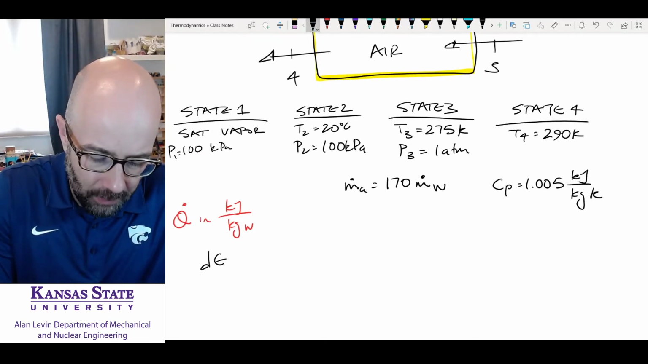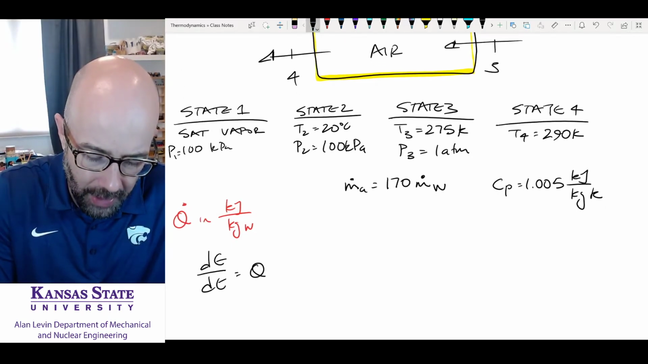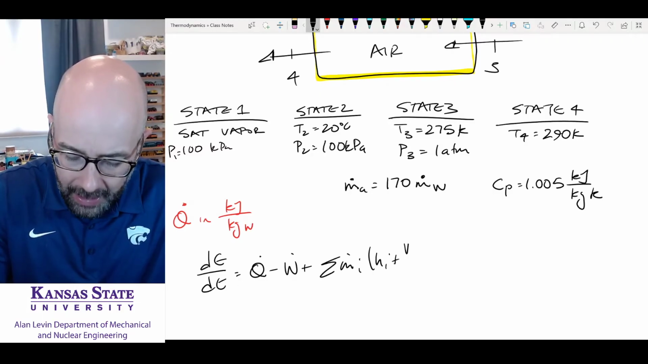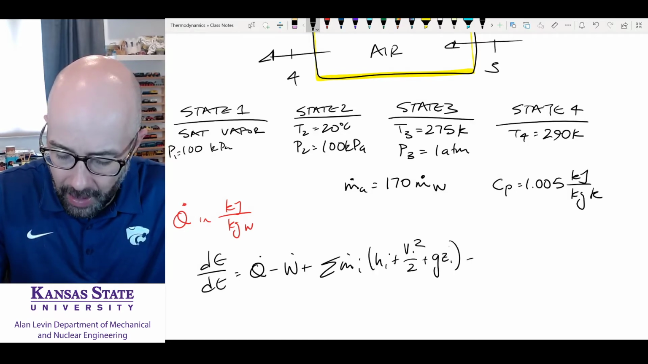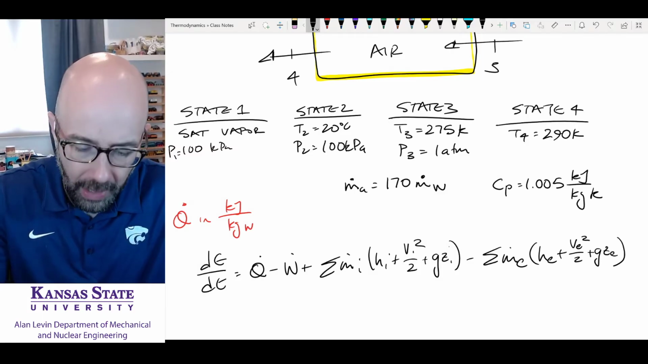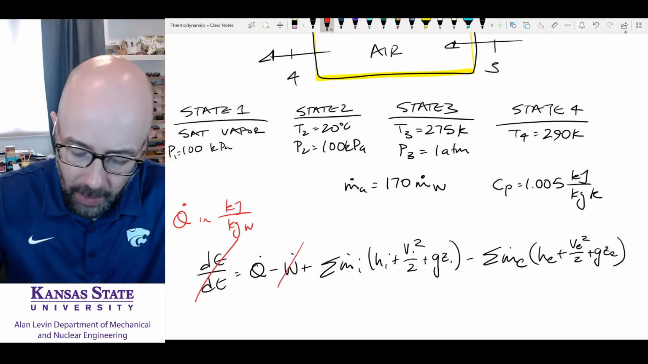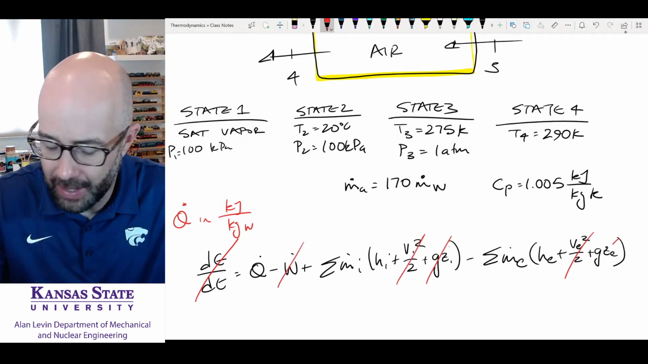dE dt is equal to q dot minus w dot plus the summation of my mass flow rates in times my enthalpy in plus my kinetic energy in plus my potential energy in, minus the summation of my mass flow rates exiting times my enthalpy exiting plus my kinetic energy exiting plus my potential energy exiting. Okay, and I know this is a heat exchanger at steady state. This goes away. There's no power. There's no kinetic or potential energy effects.